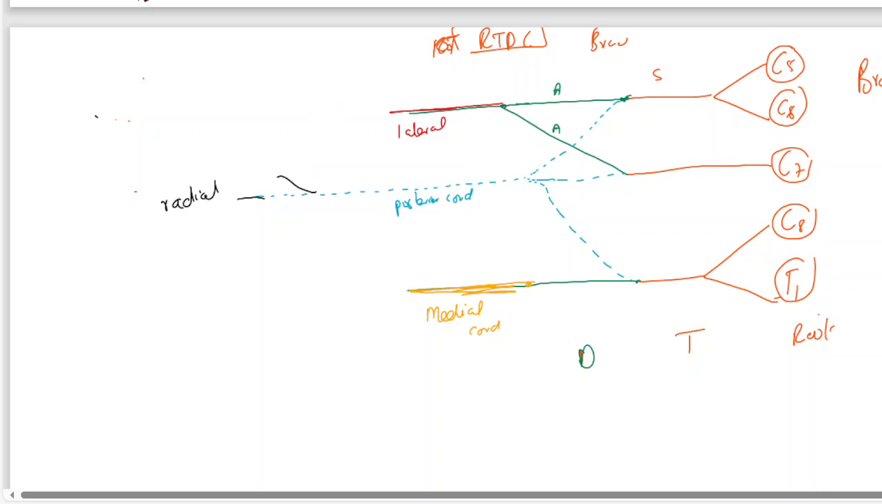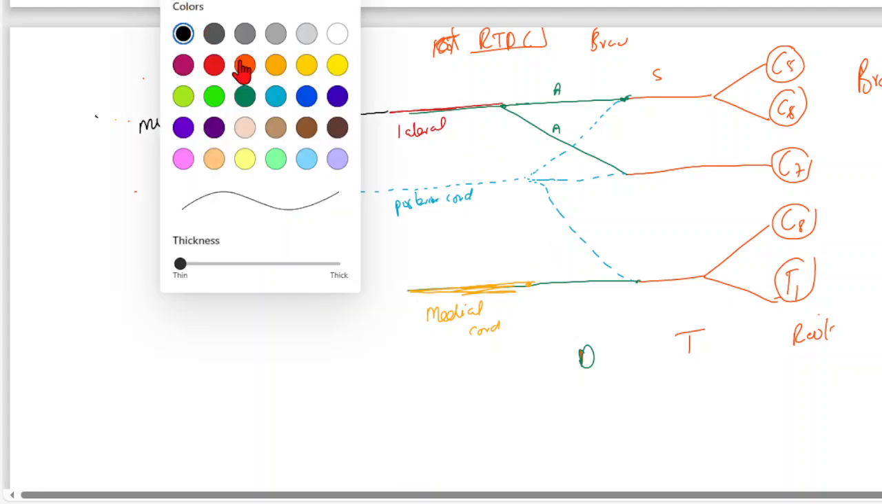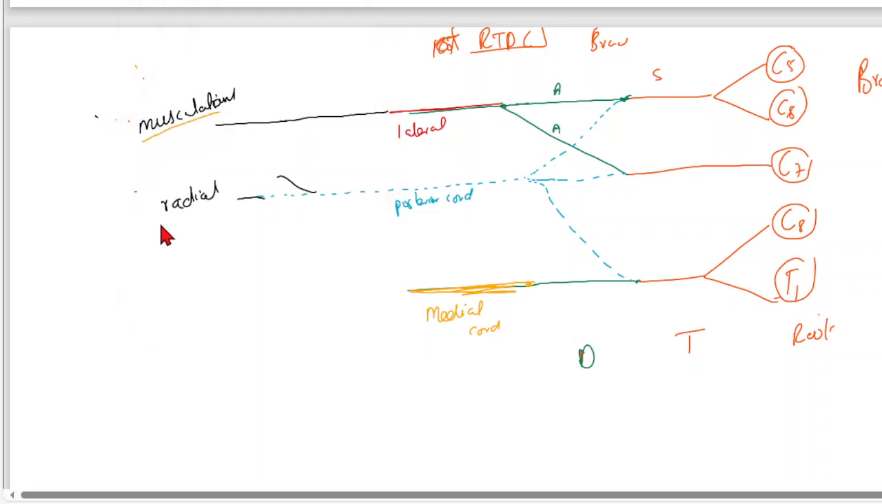Now the lateral cord goes on and forms the musculocutaneous nerve, okay. The medial cord, now you have to understand that there is also the median nerve. We have discussed the musculocutaneous nerve and the radial nerve. Two main nerves are discussed, okay.